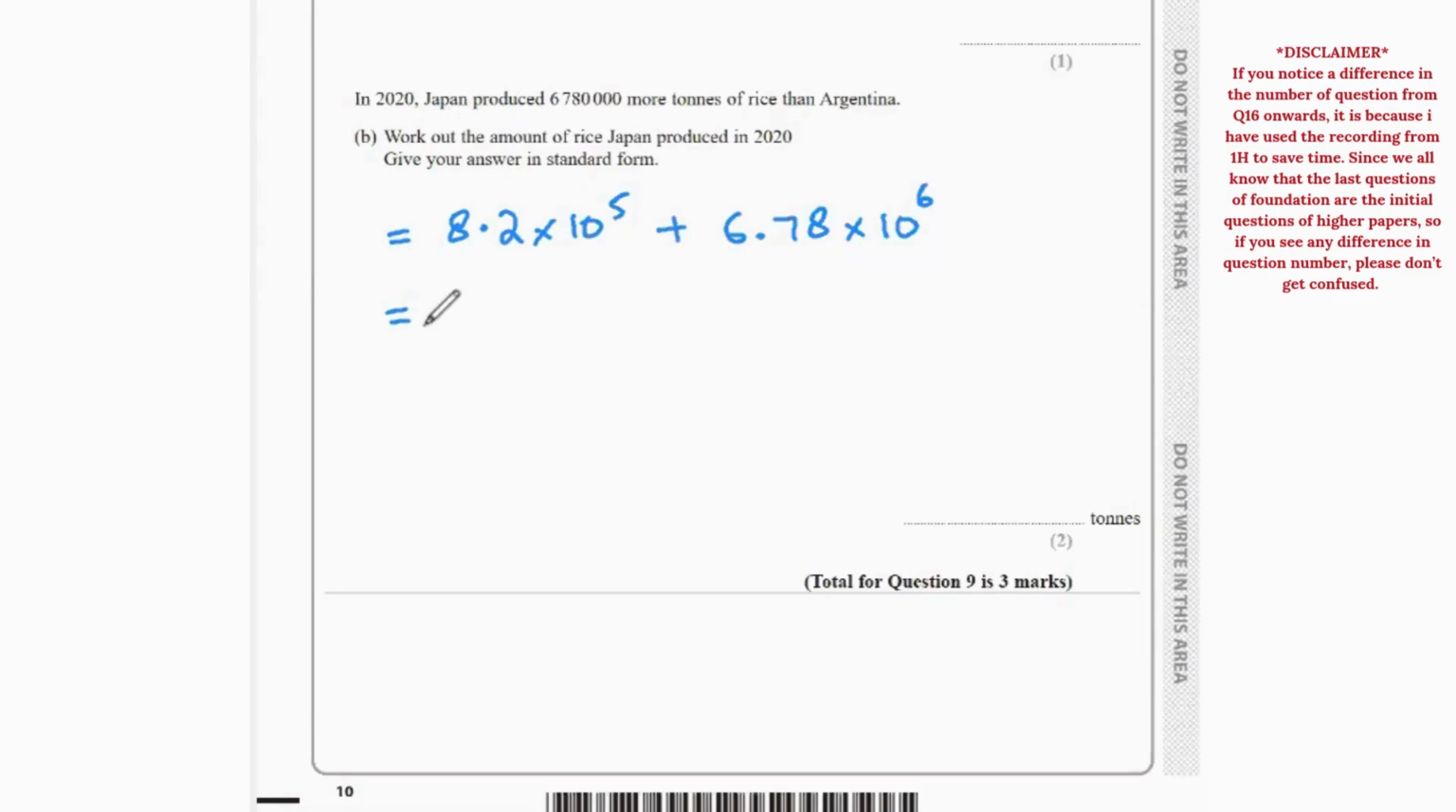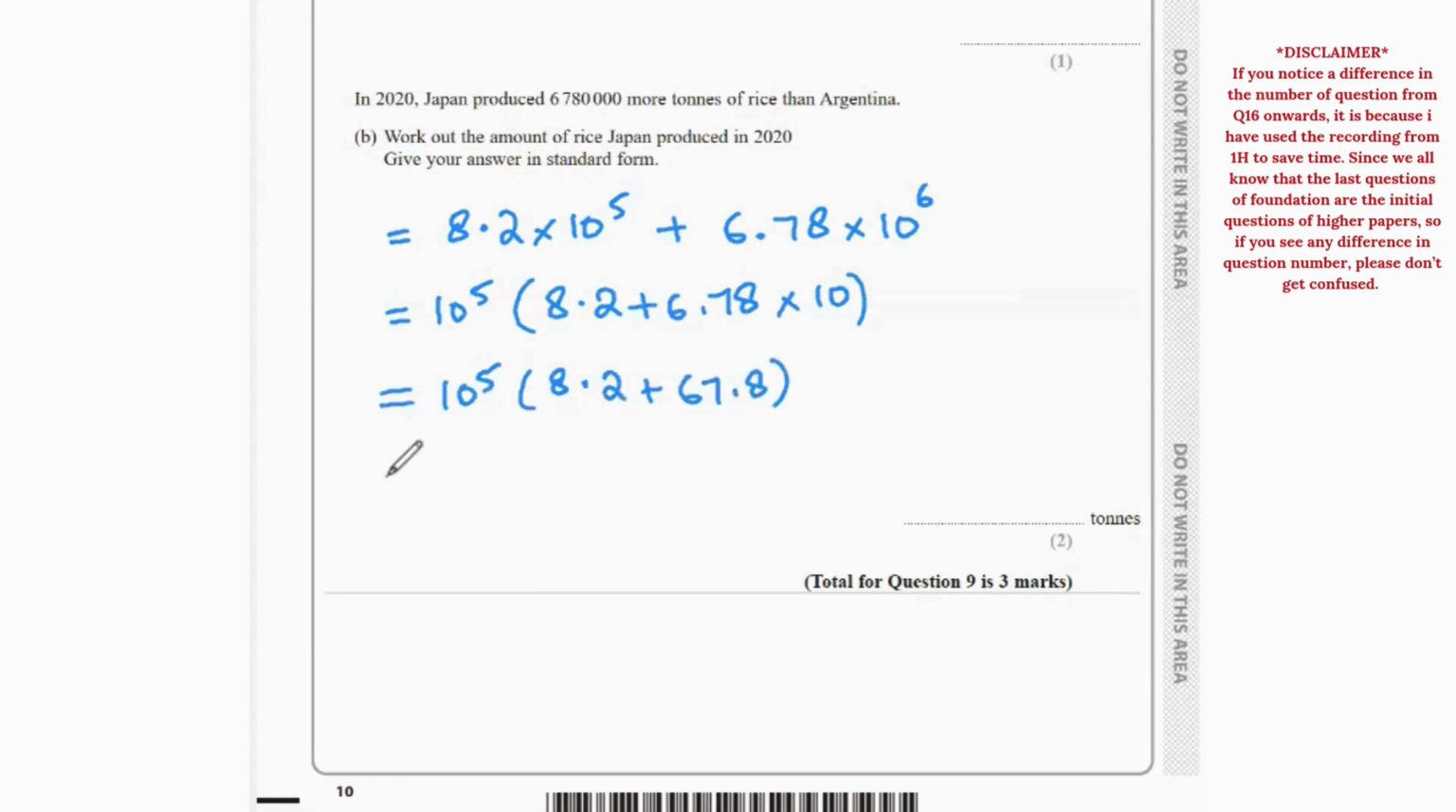So what we can do is take 10 to the power of 5 common. That leaves us with 8.2 plus 6.78 times 10. That's 10 to the power of 5 times 8.2 plus 67.8. Add the two, and that's going to equal 76. So 76 times 10 to the power of 5 in standard form is 7.6 times 10 to the power of 6.